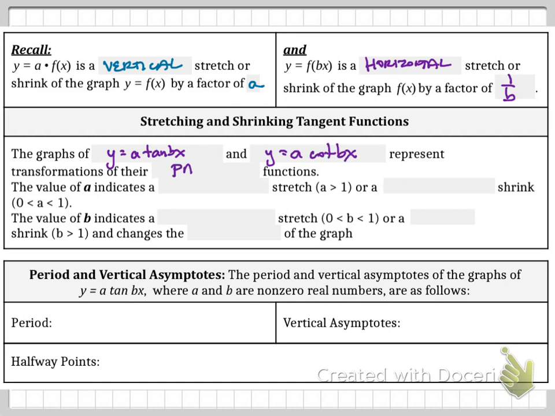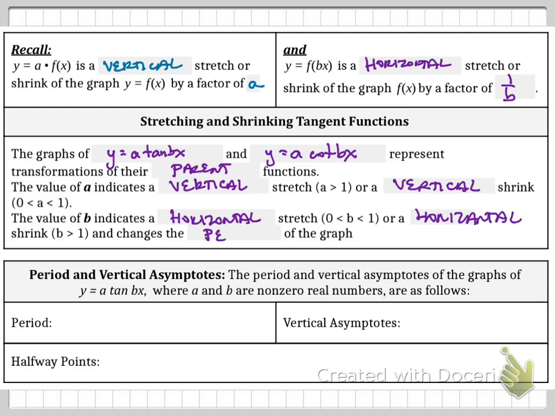and y equals a cotangent of b of x represent transformations of their parent function. The value of a indicates a vertical stretch if a is greater than 1, or a vertical shrink if a is between 0 and 1. The value of b indicates a horizontal stretch if b is between 0 and 1, or a horizontal shrink if b is greater than 1. What this changes is the period of the graph, much like it does for sine and cosine.